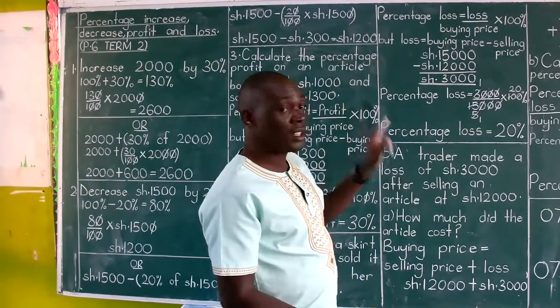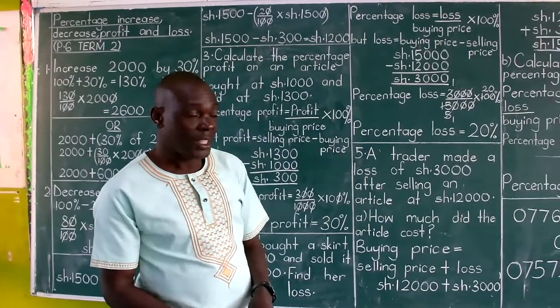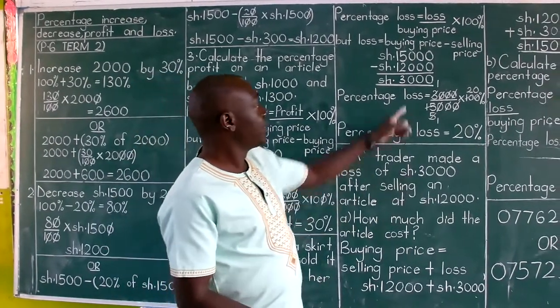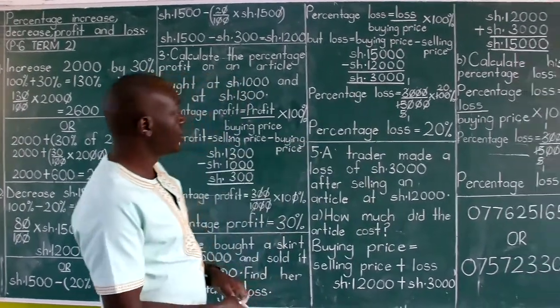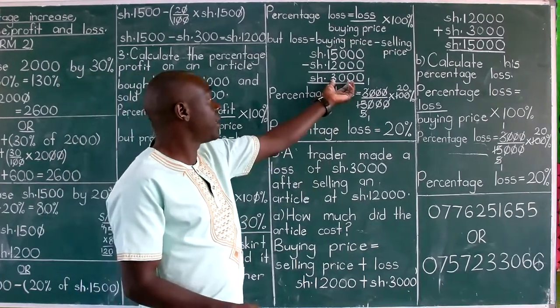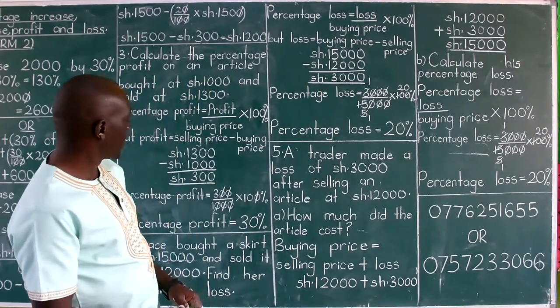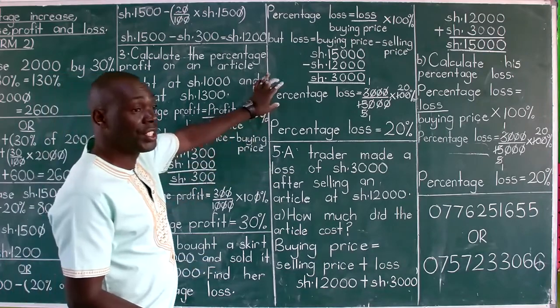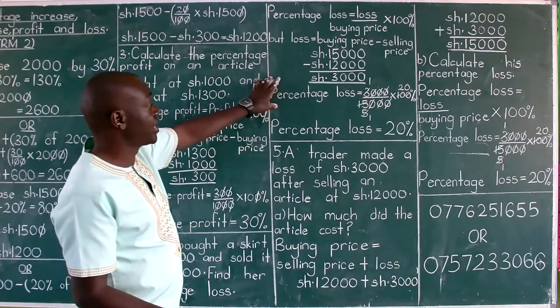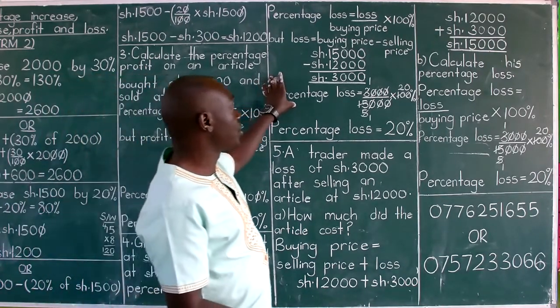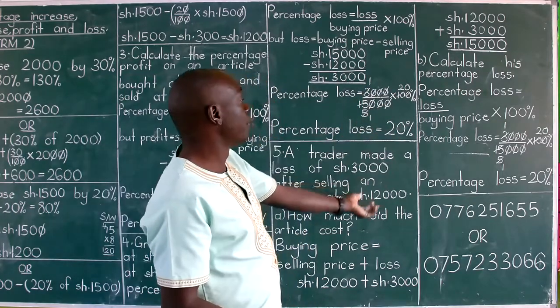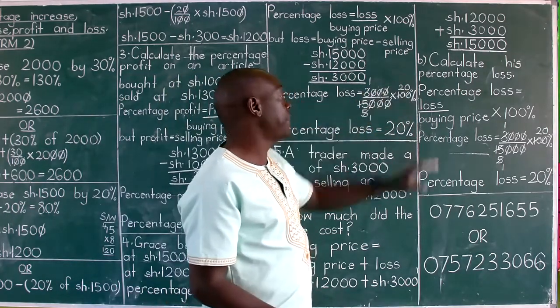So Grace lost this amount, 3,000 shillings. So we have the loss at 3,000 shillings and the buying price at 15,000 shillings. So we can proceed to find the percentage loss they're asking for. So say percentage loss equals 3,000 out of 15,000 times 100%.